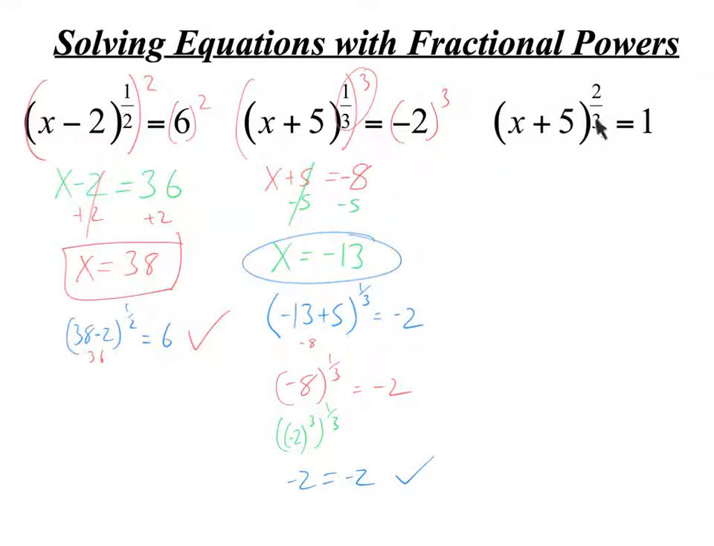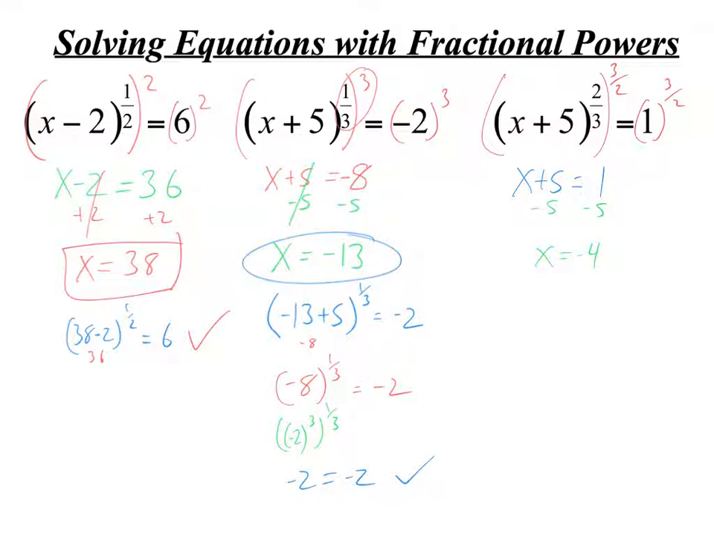So for this last one, I want to get rid of the 2/3. So I have to power by the reciprocal, which is 3/2. So that becomes x plus 5. Now, what is 1 to the 3/2 power? Well, 1 to any power is 1, so that's actually kind of easy. 1 to any power is 1. Minus the 5 over. X equals negative 4.